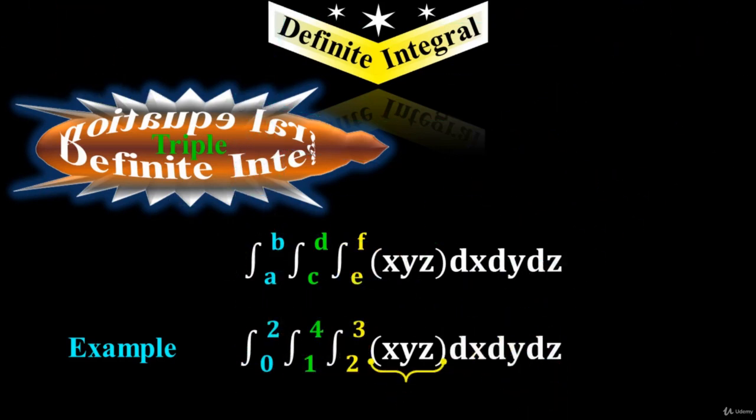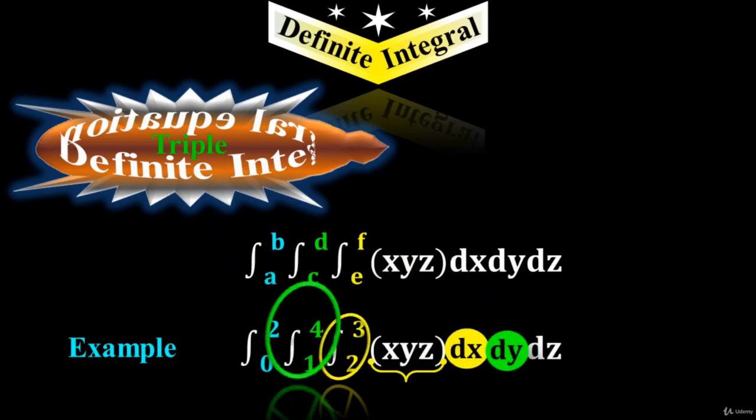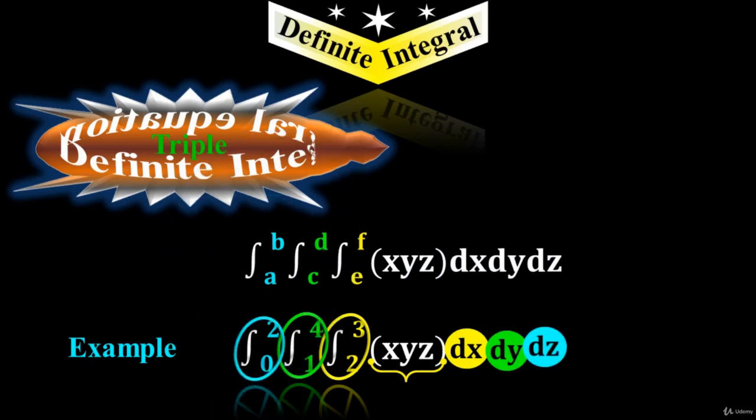The procedure to solve the given function is that first we integrate it with respect to x and put the limits from 2 to 3, and then with respect to y and put the limits from 1 to 4. Then with respect to z, the limits are from 0 to 2.